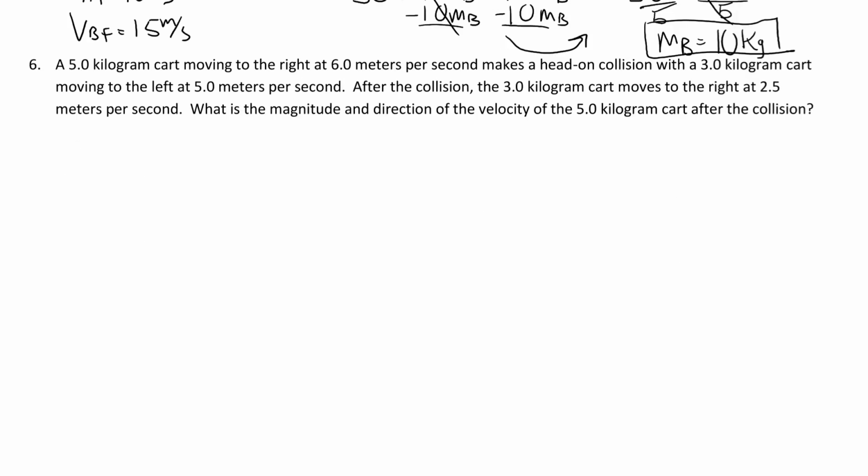Number 6 says a 5 kilogram cart moving to the right at 6 meters per second makes a head-on collision with a 3 kilogram cart moving to the left at 5 meters per second. So let's call the mass of cart 1 is 5 kilograms, and the initial velocity of cart 1 is 6 meters per second. And the mass of cart 2 is going to be 3 kilograms.